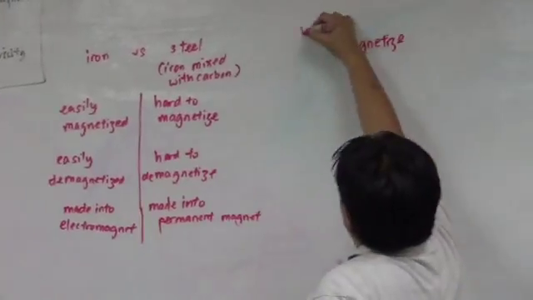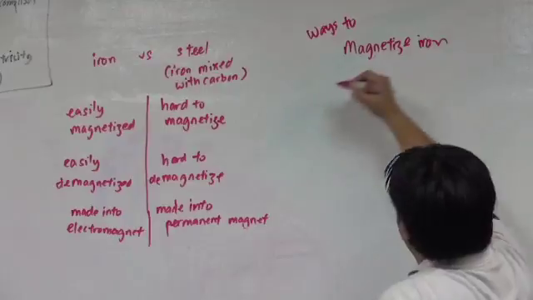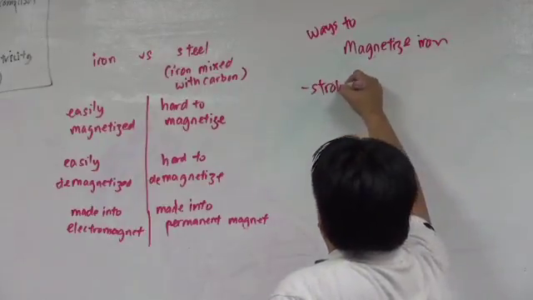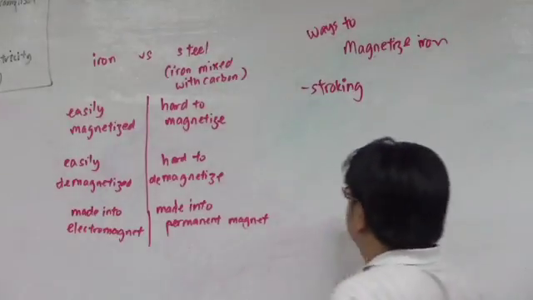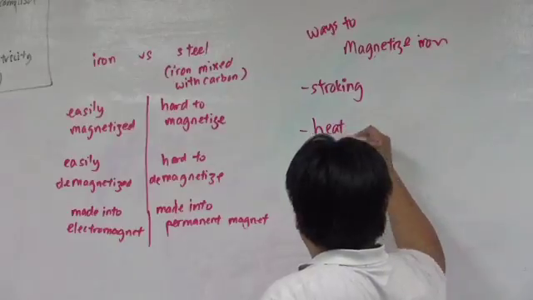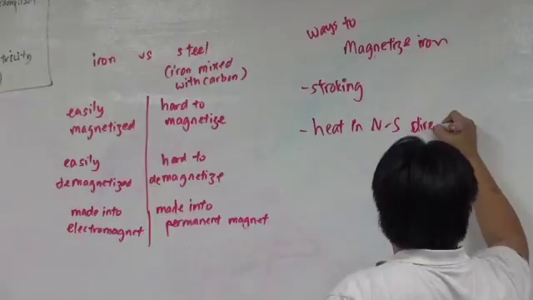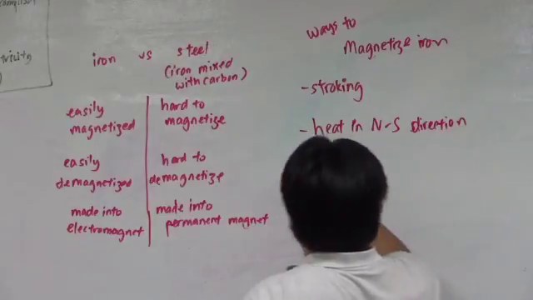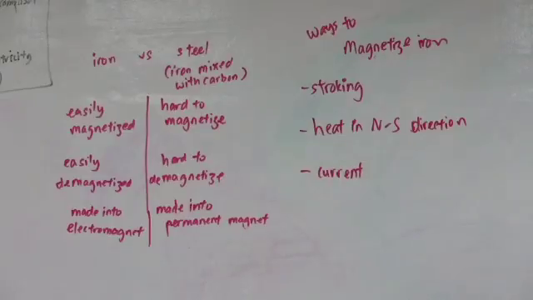So, ways to magnetize iron. Just now Zachary said the first method is the stroking method. The other methods are the electromagnet method and the third. Alright, so these are the three methods that you can use to magnetize an iron, or as a matter of fact, any ferromagnetic material.